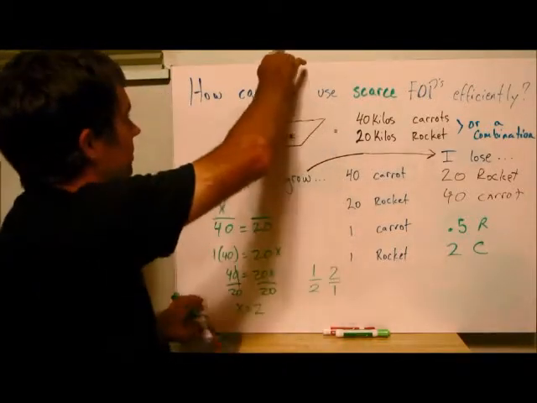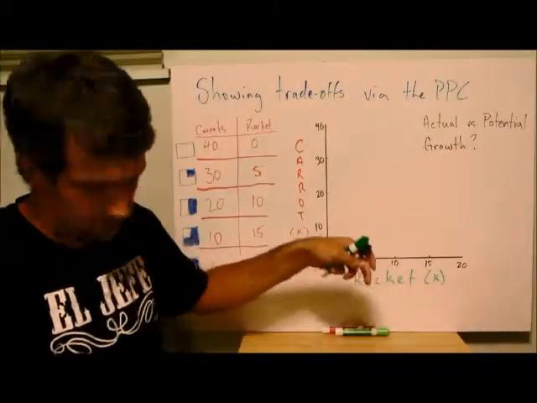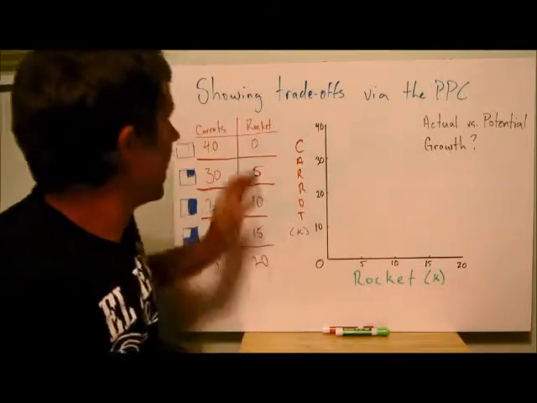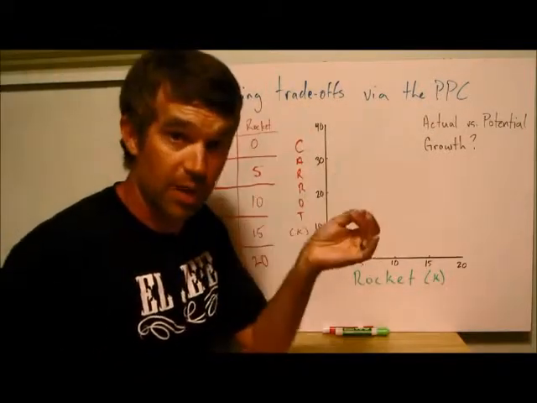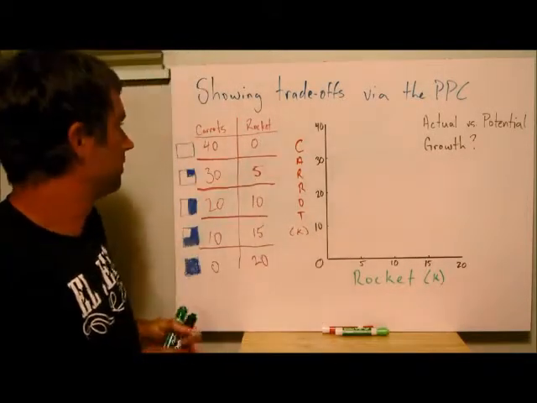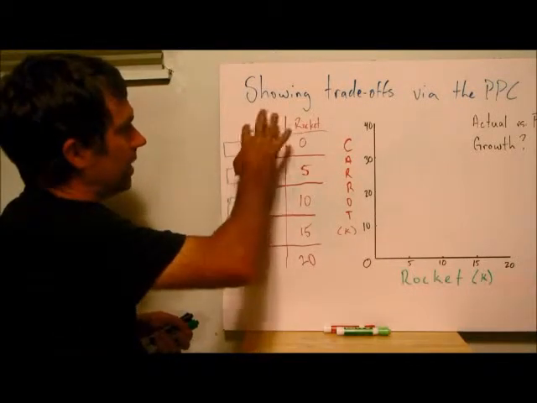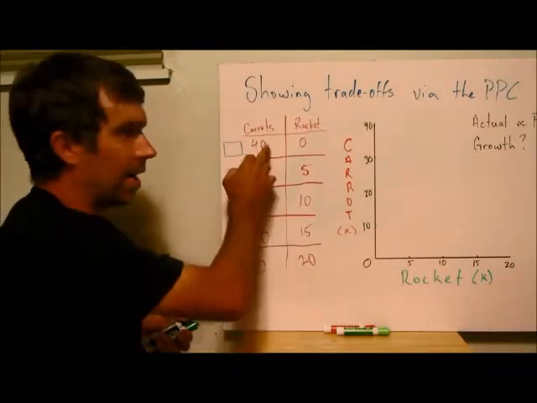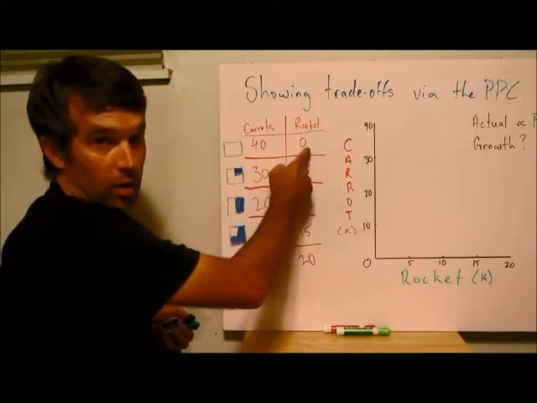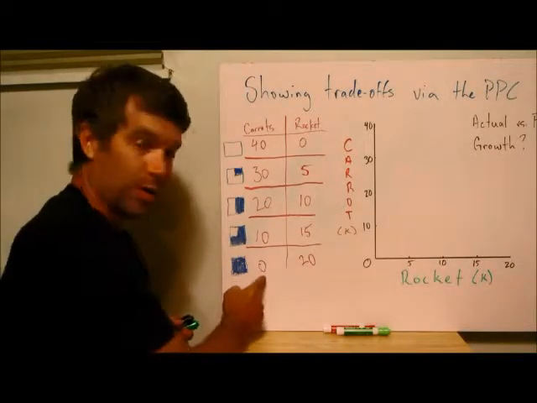Okay, let's move on a touch. Now let's show this information on the PPC. We showed it mathematically, we understand it mathematically, let's see it on a graph. So what I've got here is carrots and rocket in a table, and again I've got our original information here. If I grow 40 carrots, I can't grow any rocket. If I grow 20 rocket, I can't grow any carrots.